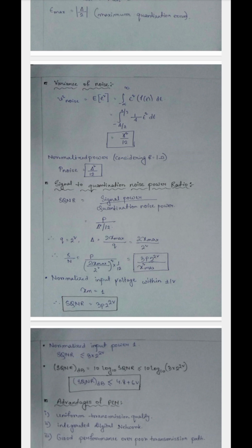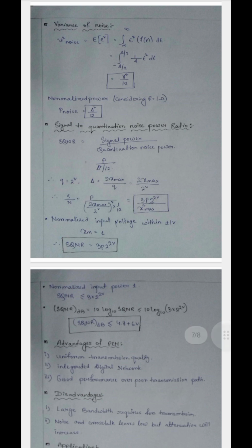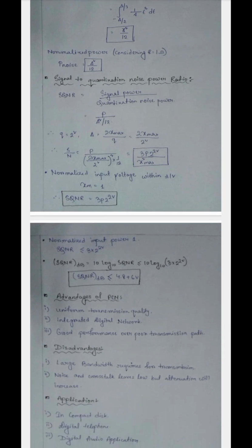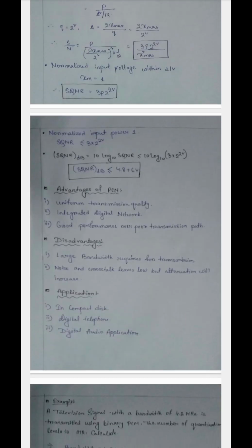The variance of noise, we get by derivation, is delta square by 12. Considering normalized power with R equals 1 ohm, we get the noise power delta square by 12. The signal to quantization noise power ratio, SQNR, equals signal power to quantization noise power, which is P by delta square by 12. With normalized input voltage within plus minus 1 volt, we get SQNR equals 3P times 2 to the power 2V, and in dB, SQNR in dB is less than or equal to 4.8 plus 6V.